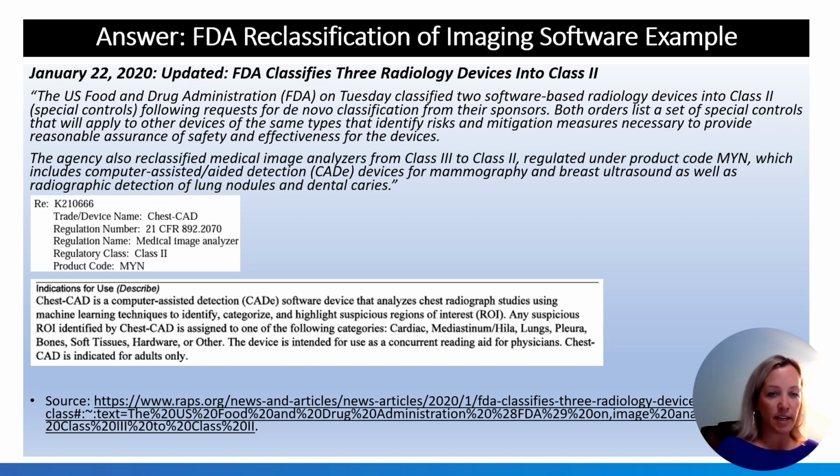So if you go into the FDA 510K database and look up MYN, of course they're in the 510K database because it's considered now a class 2. The MYN medical image analyzer category will bring up devices such as this chest CAD device. There's a whole list of them. It's all public information, of course. And you can see here that this chest CAD device is computer-assisted detection software device that analyzes chest radiograph studies using machine learning techniques. Now, whether your device has an AI or machine learning component or not is really not the basis of the classification.